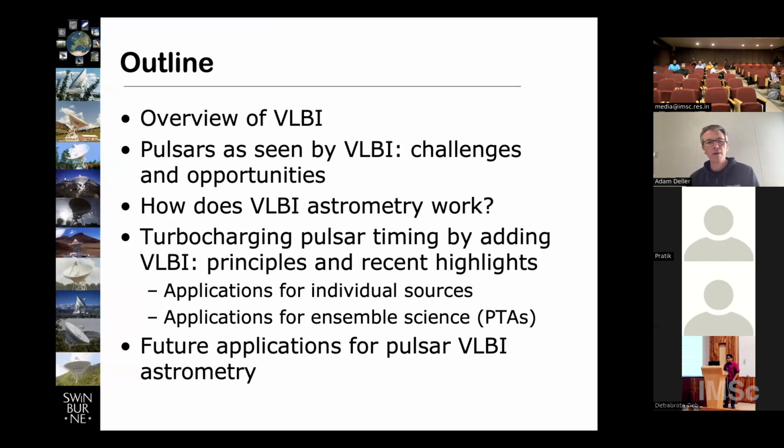And then, having gone through that background, talk about what we can do to leverage more out of pulsar timing data sets by adding VLBI to them. So the principles and some of the recent science highlights, broadly grouped into what you can do for an individual source, and then maybe what you can do for ensemble science or pulsar timing arrays more specifically. And then, closing out at the end with future applications for pulsar VLBI astrometry.